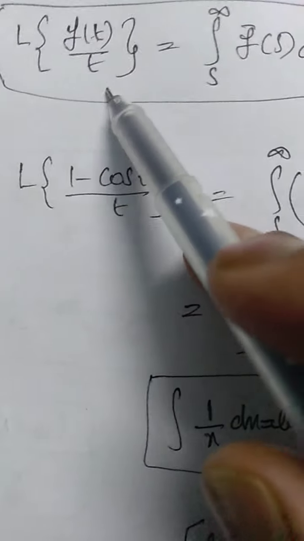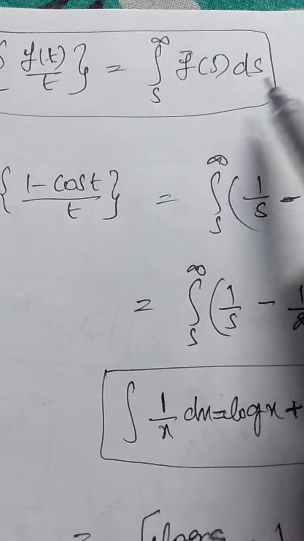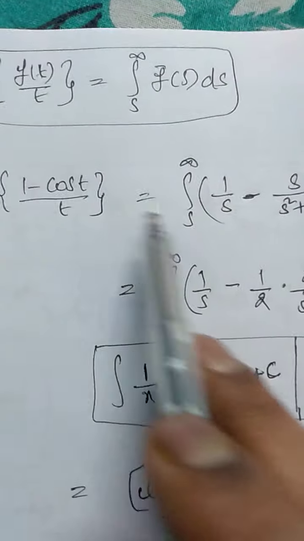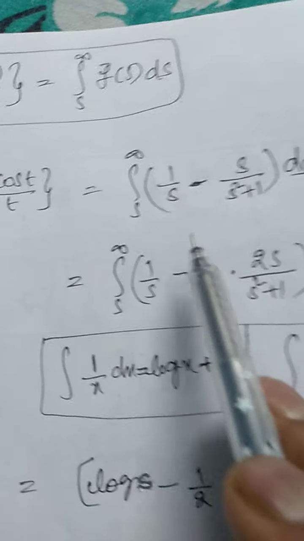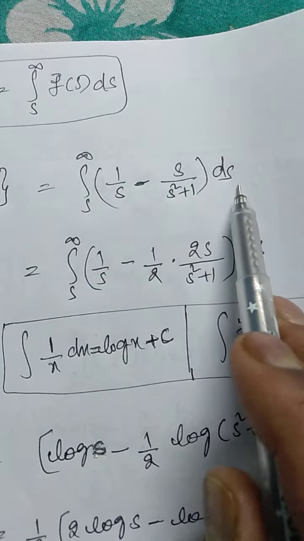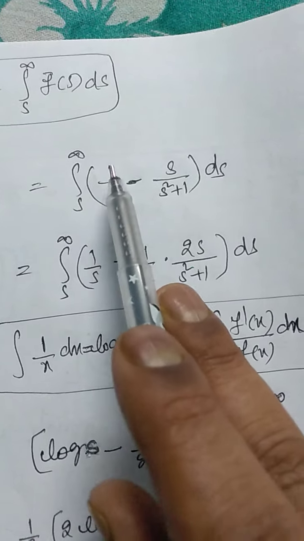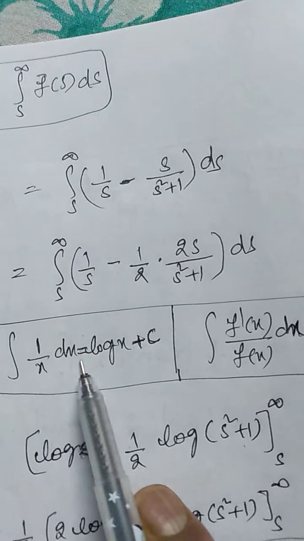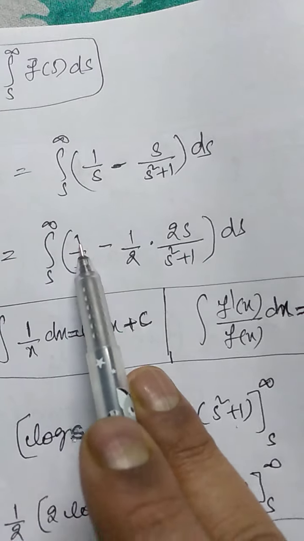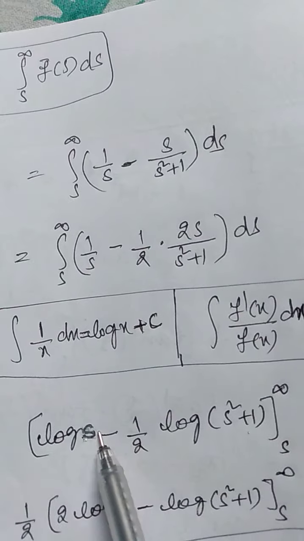Now apply the division by t formula. The Laplace transform of f of t divided by t is equal to the integral from s to infinity of f bar of s ds. So the Laplace transform of (1 minus cos t) divided by t is equal to the integral from s to infinity of (1 by s minus s divided by s square plus 1) ds. We know that the integration of 1 by x dx is equal to logarithm of x plus c. So the integration of 1 by s ds is equal to logarithm of s.